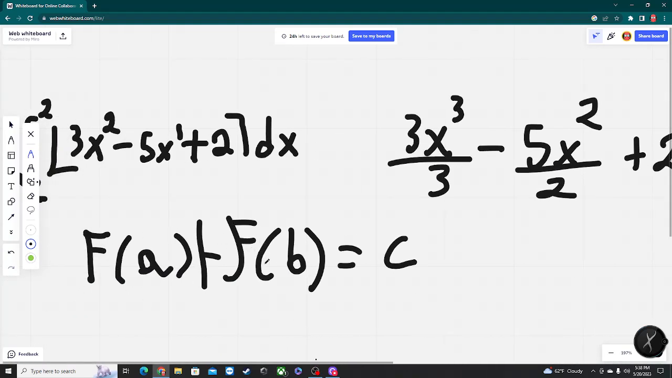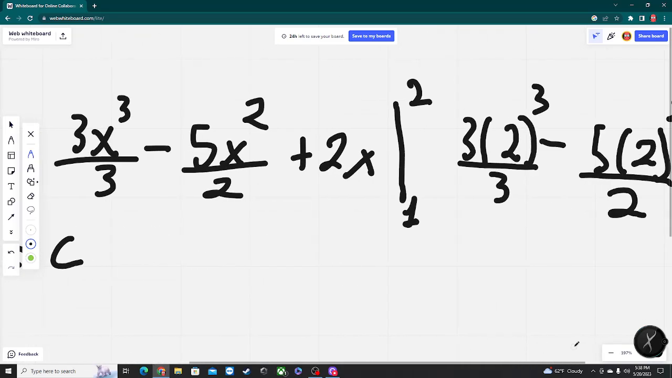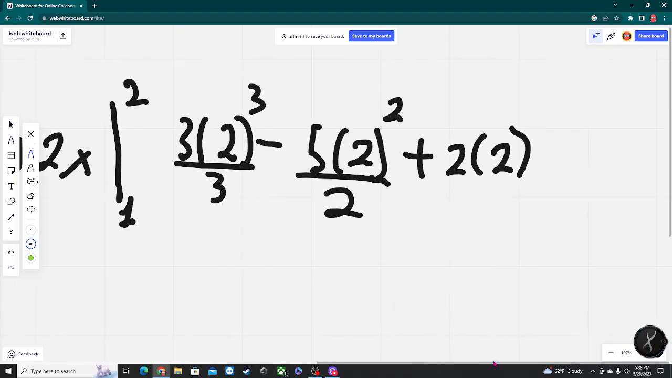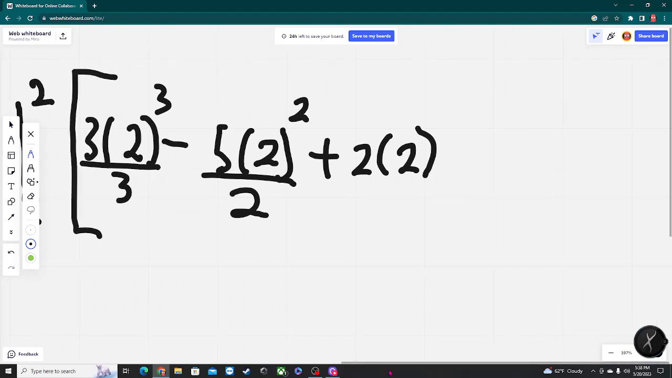Now we just have to worry about our F of b. So let's plug in our b limit. Our b limit's 1. So remember our minus as well. And I'll put these in brackets just so I don't get confused. So remember our minus.